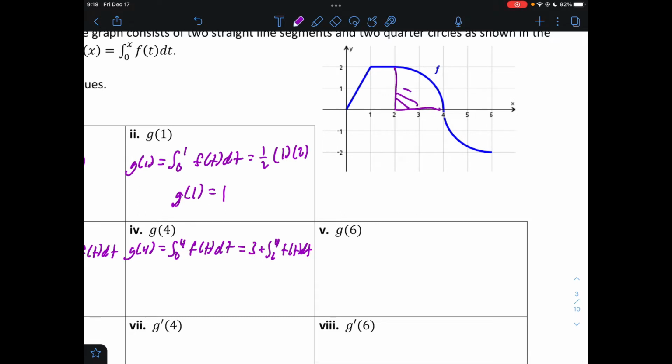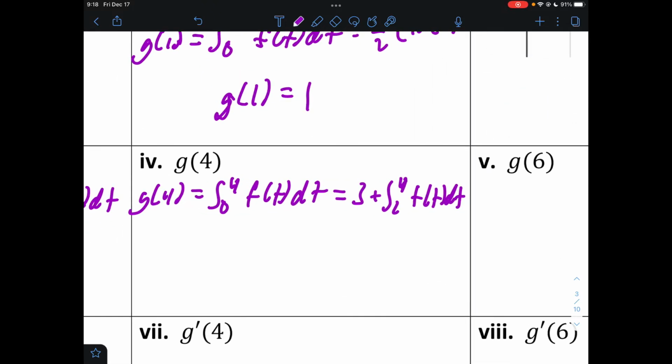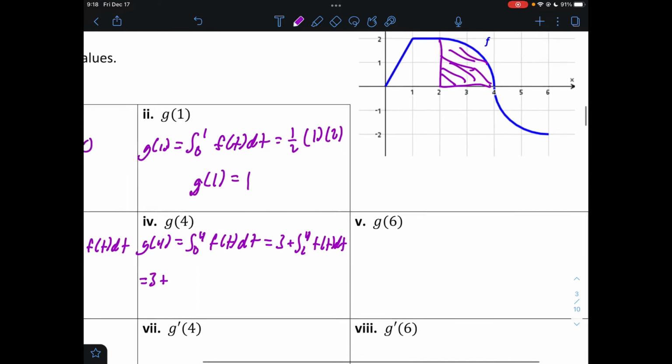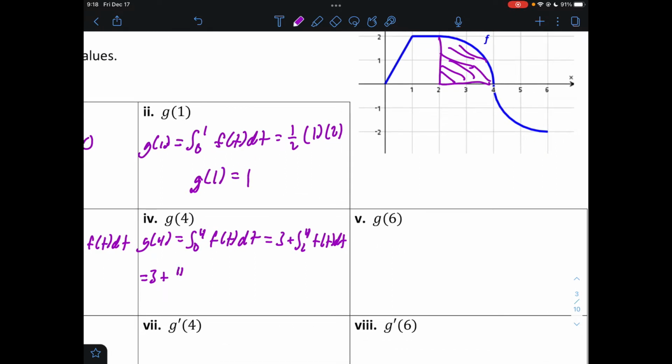From 2 to 4 is just this quarter circle here. So our answer is going to be 3 plus the area of this quarter circle, which has a radius of 2. So pi r squared over 4, because it's a quarter circle. So pi times 4 over 4, which is just pi. So our answer is 3 plus pi. So g of 4 equals 3 plus pi, or approximately 6.14.